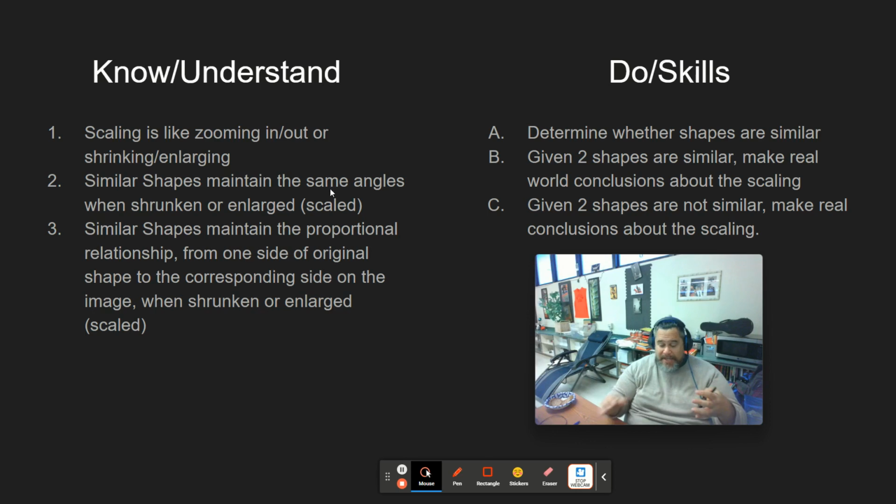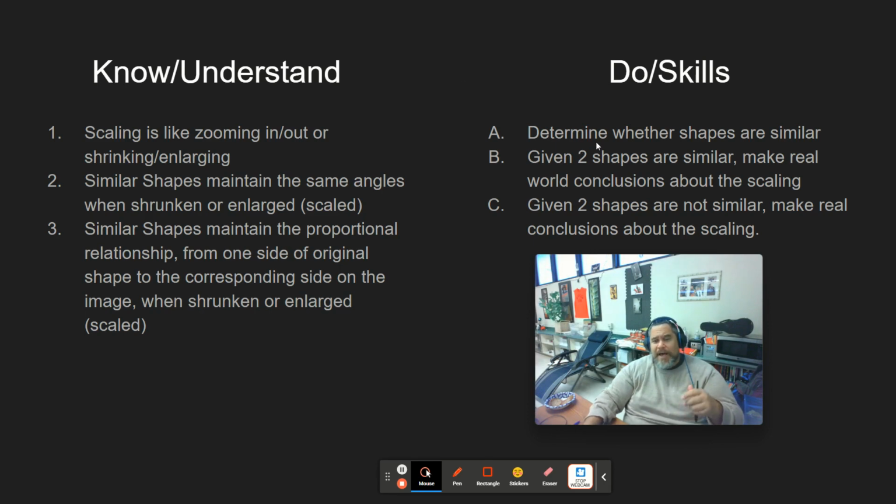And that is mainly like the angles remain the same as far as what we're looking at today. And there's a relationship that stays the same in the lengths of that shape. And that's what this is saying right here. Similar shapes maintain the proportional relationship. That's what stays the same as they're blown up or as they shrink: what's maintained is the relationship of the lengths. I'll go into that more.